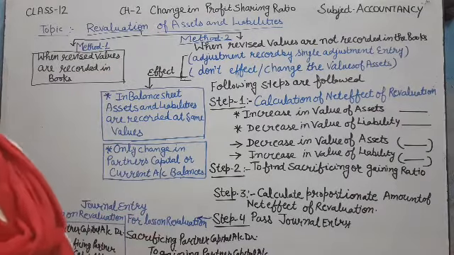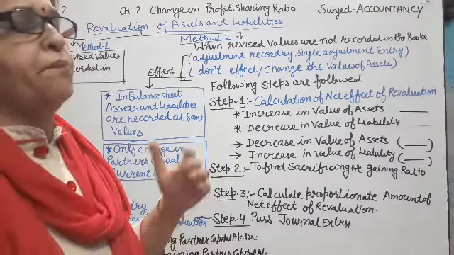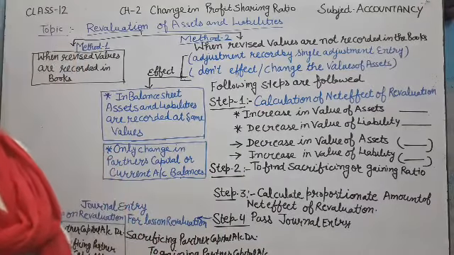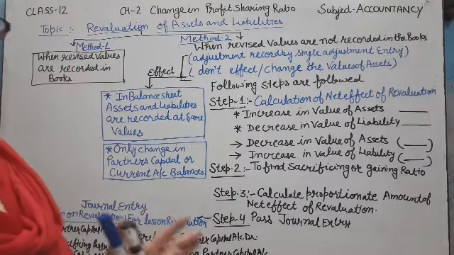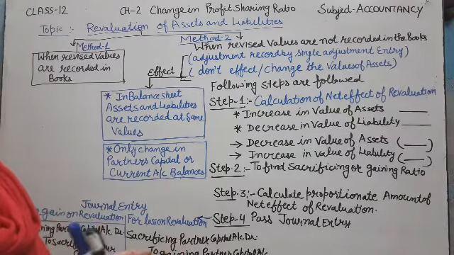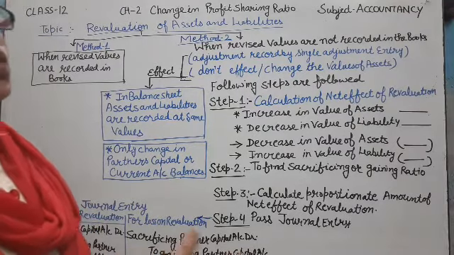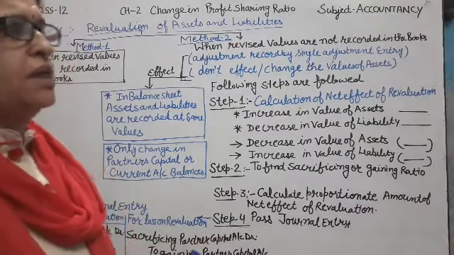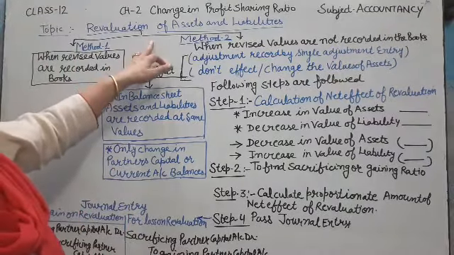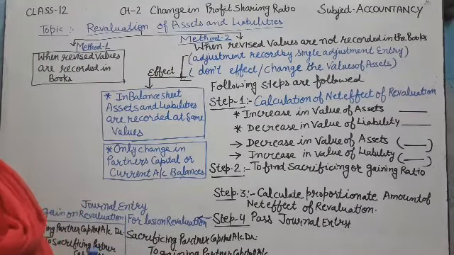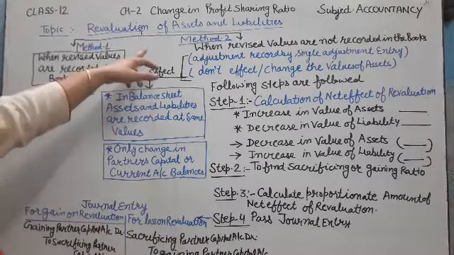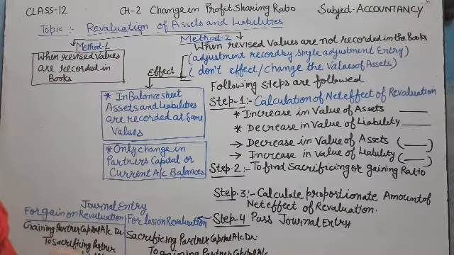we revaluate assets and liabilities, because in the balance sheet assets and liabilities are recorded at book value, and this book value is changed due to passage of time. That means the realizable value of assets and liabilities is changed, so the partners want to record it. And there are two methods for recording of revaluation of assets and liabilities.